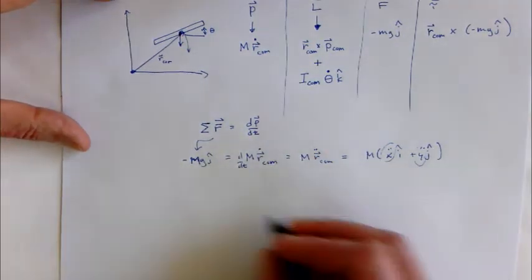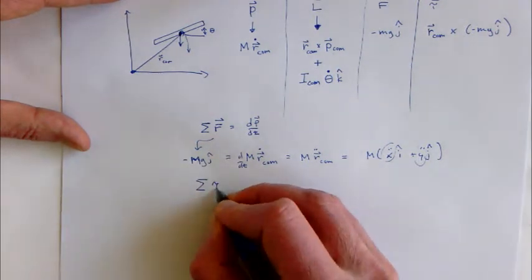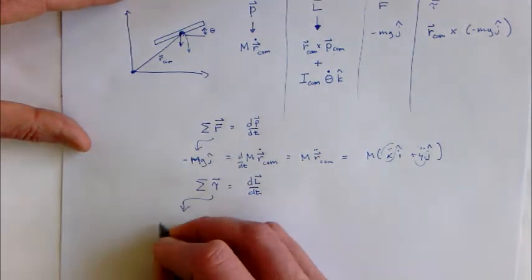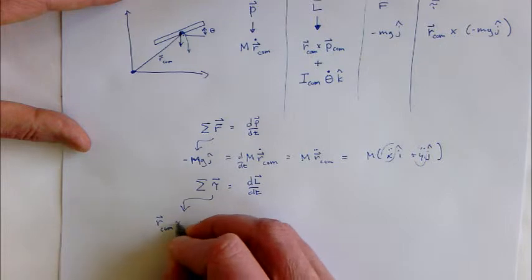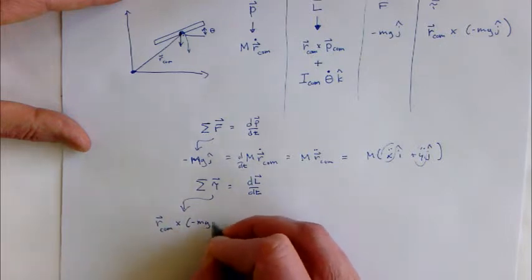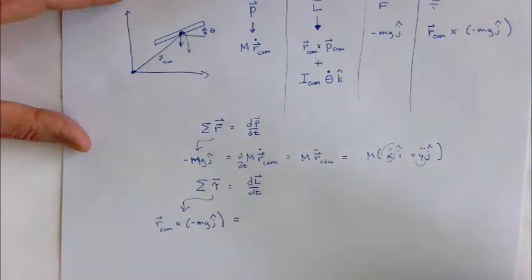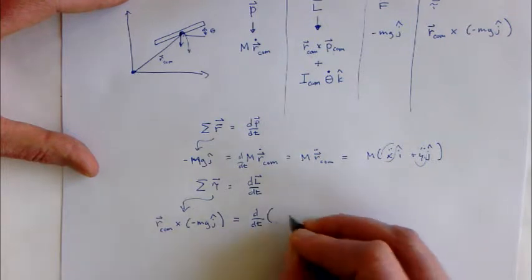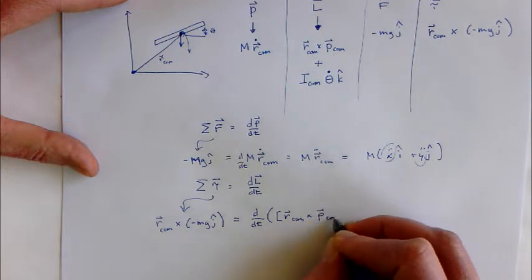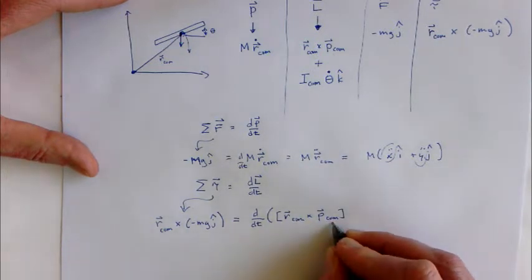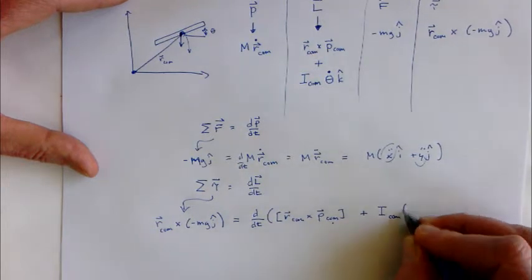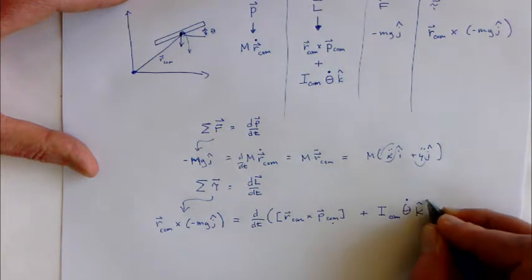Right? Okay. Let's now get our third equation. Sum of torques is the time rate of change of the angular momentum. Well, my torque here is the position vector of the center of mass crossed with minus mg j hat. And my angular momentum is a little bit more involved. So it's d by dt of R_COM cross P_COM, so the position vector of the center of mass crossed with the momentum of the center of mass. And then I've also got plus the moment of inertia about the center of mass times theta dot in the k hat direction.